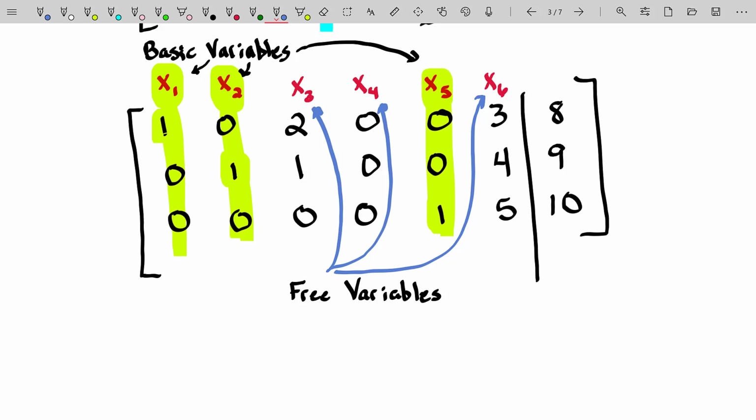And by the way, you will often hear me say they're free roaming variables. I have a habit of saying that, that's all.